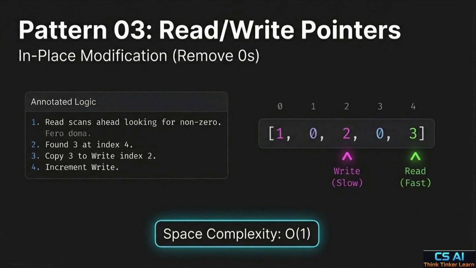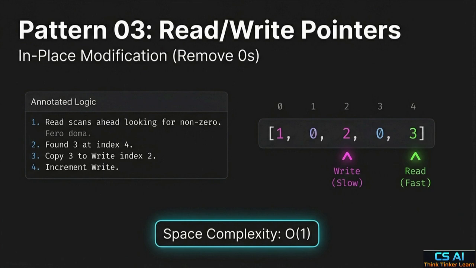Look at the annotated logic in the diagram. When the read pointer finds the value 3 at index 4, it copies it directly to index 2, where the writer pointer is waiting. The writer pointer then increments. This allows us to overwrite unnecessary data as we go.